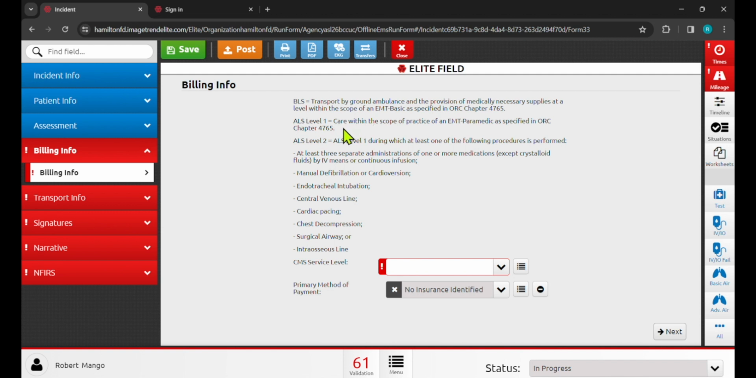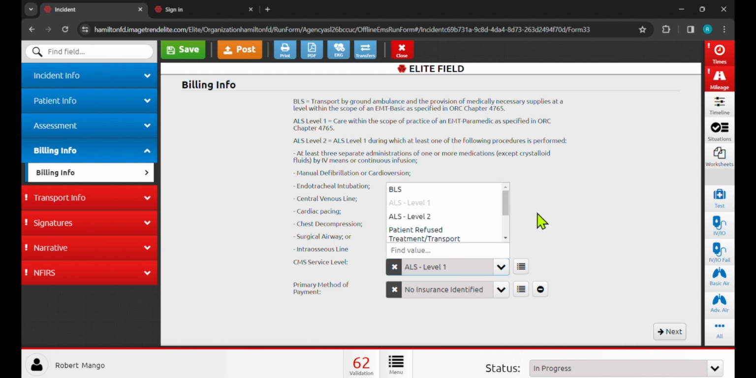In ALS1, this is going to be where you live a lot of the time. This is your run that has basic paramedic level skills done. What I mean by that is the moment that you penetrate their skin with an angiocath, regardless of whether you were successful in the IV, this has now become an ALS run. Okay? Like I said, you're going to live here a lot of the time in ALS1.